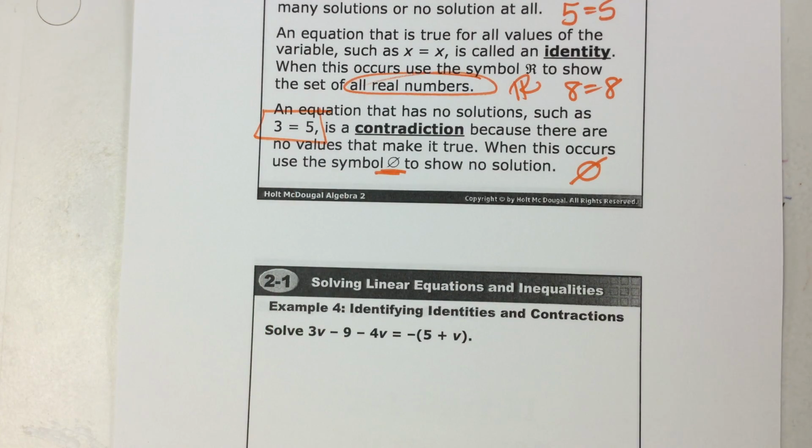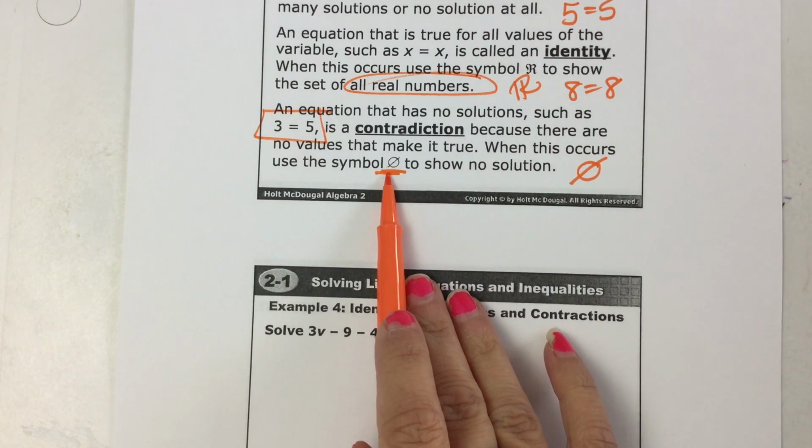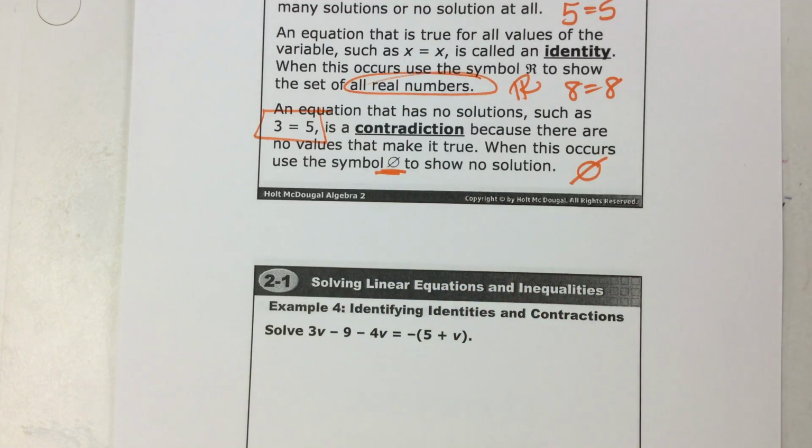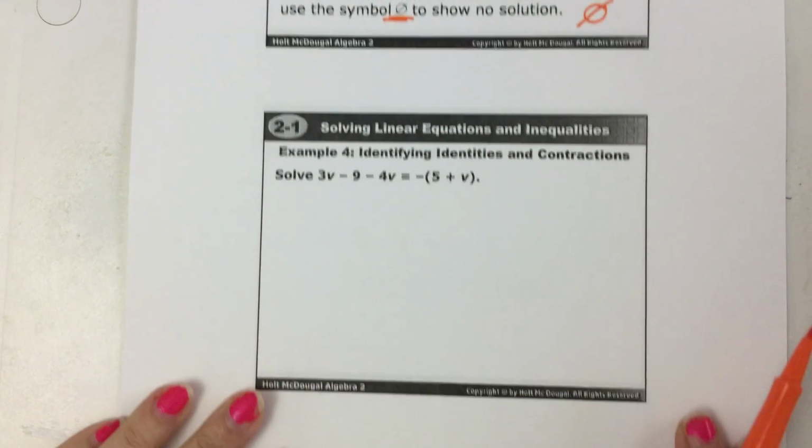It will say things like 3 equals 5 or 10 equals 2. Well, 3 doesn't equal 5 and 10 doesn't equal 2. It doesn't work. So it is never, meaning you can never make those two sides match, so it's no solution. So let's try a couple of those.